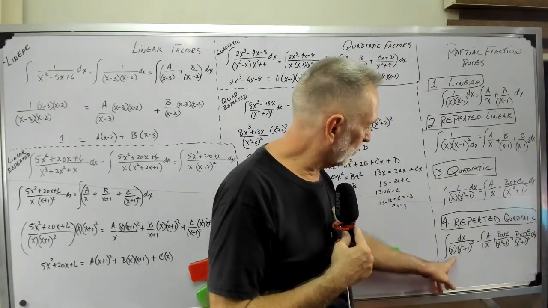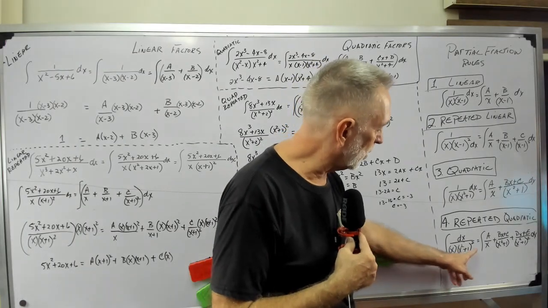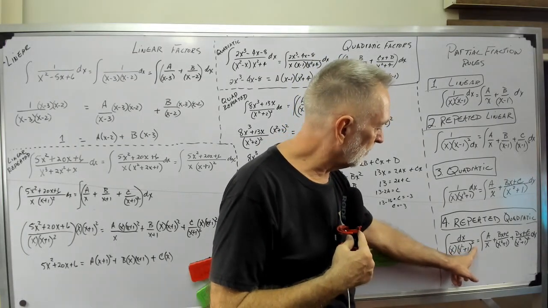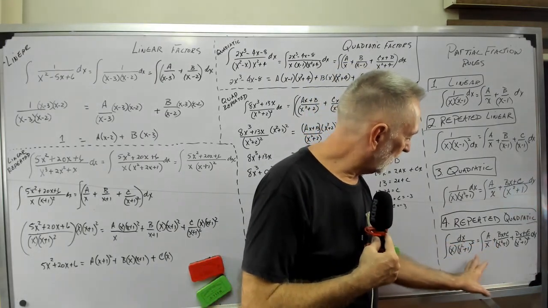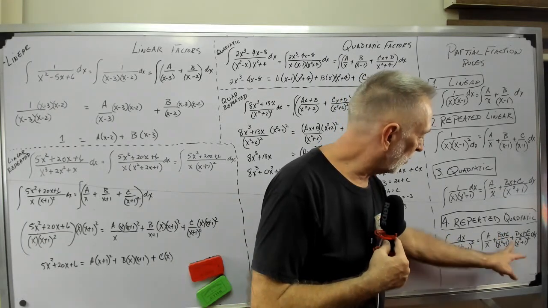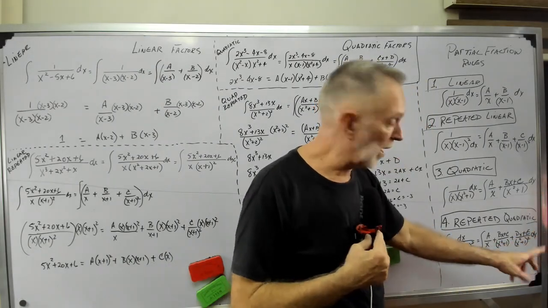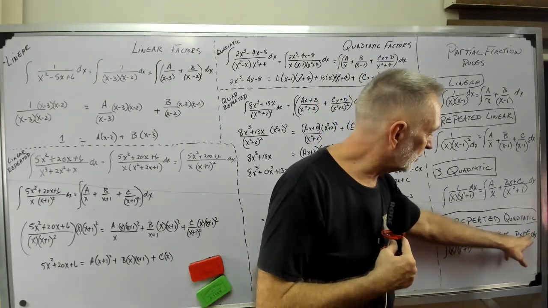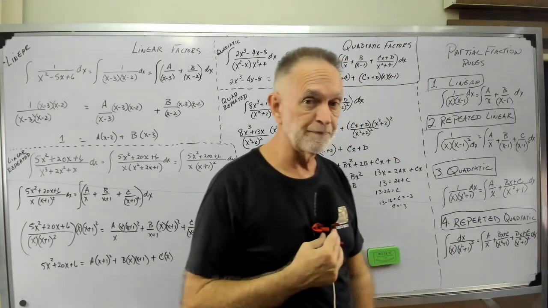So in this case, we have the integral of dx over x times x squared plus 1 to the 2nd power. Now my a over x is the linear term here, but for the quadratic portion, you'll see I have bx plus c over x squared plus 1 to the 1st power, then dx plus e over x squared plus 1 to the 2nd power.